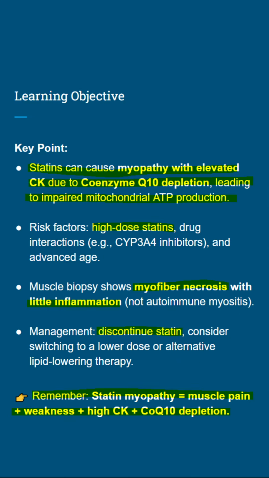And here is your learning objective. The key takeaway: statin-induced myopathy is due to reduced CoQ10 synthesis, which disrupts mitochondrial ATP production and leads to muscle fiber necrosis. Clinically, patients present with myalgias, proximal weakness, and elevated CK. Risk is higher with high-dose statins, advanced age, and drug interactions. Management involves discontinuing the statin and, if needed, switching to a lower dose or alternative lipid-lowering therapy. So remember, statins plus muscle pain plus high CK equals think about CoQ10 depletion.